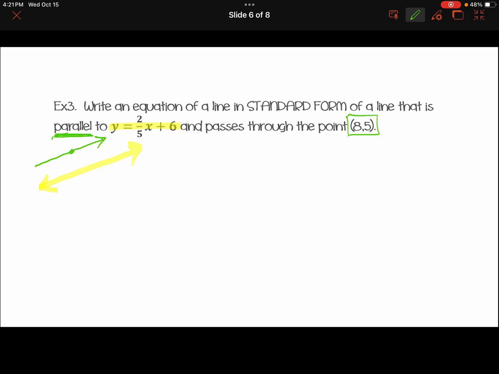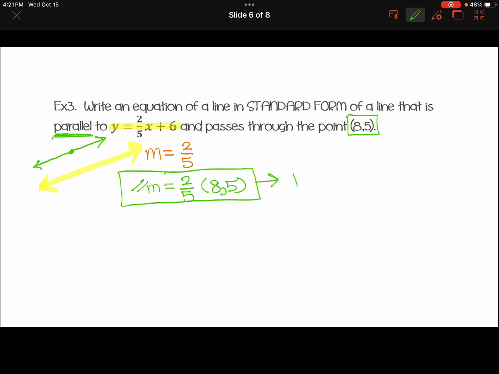So I want a new line parallel through that point. From the yellow line, I just need to steal the slope. The slope is 2/5. So for my green line, which is parallel, my parallel slope is going to be the same, 2/5. And then I also know this point, (8, 5). With this piece of information, the fastest equation to start with is point slope form, just like we've been doing. So I'm going to go y minus 5 equals 2/5 times x minus 8.